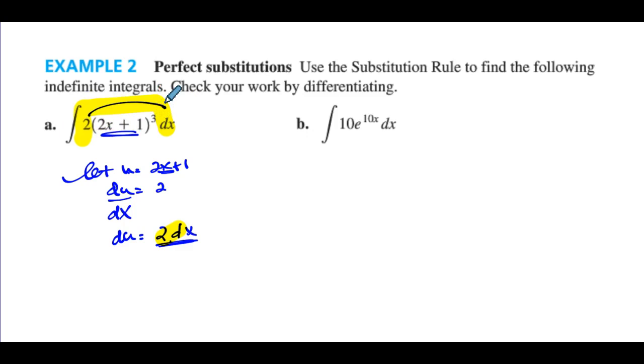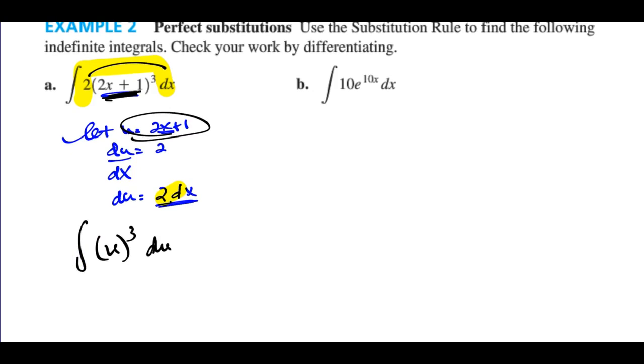So all of this in yellow goes to du. Everything in here goes to u, and I still have it being cubed. And now all I have to do is integrate u cubed. So for u cubed, you increase the exponent and then divide by it, and I'll say plus c. The last step might be just to go back and throw your u-sub back in there: (2x plus 1) to the 4th power divided by 4, plus c.